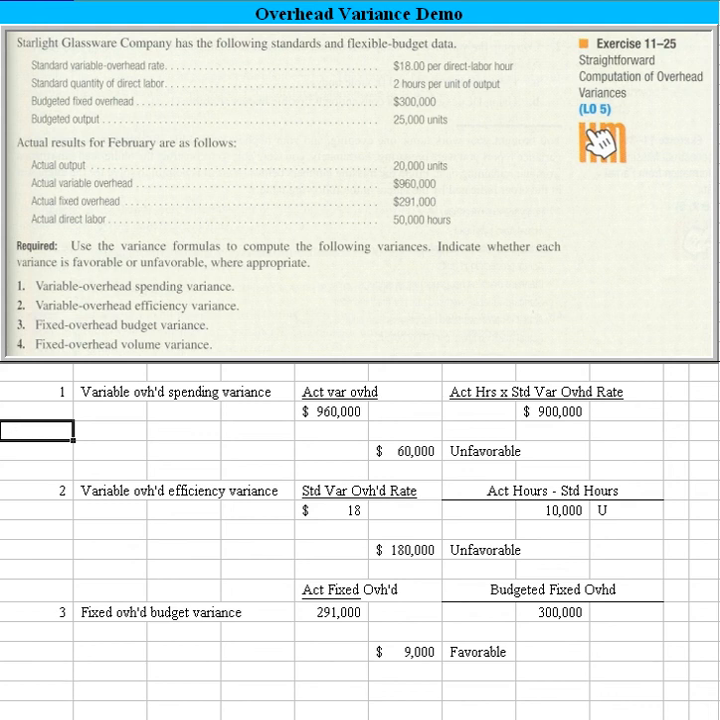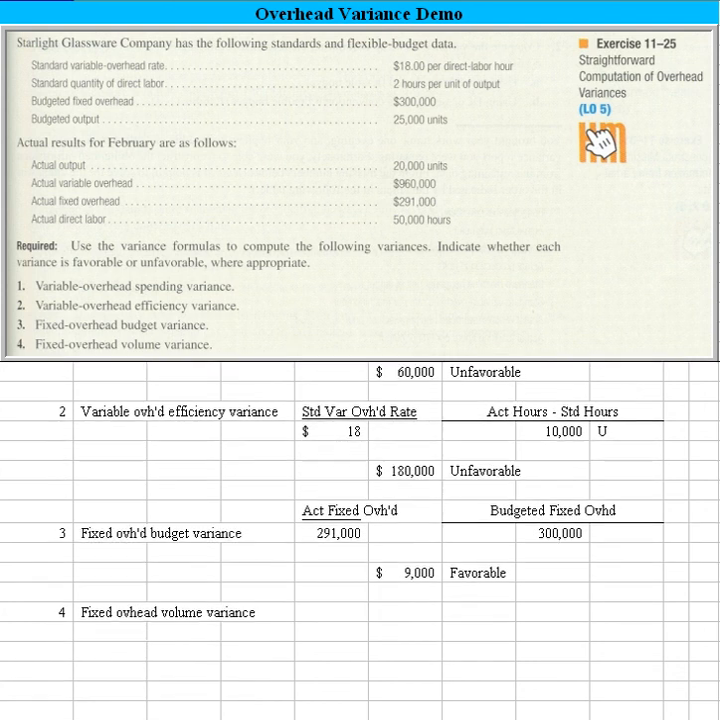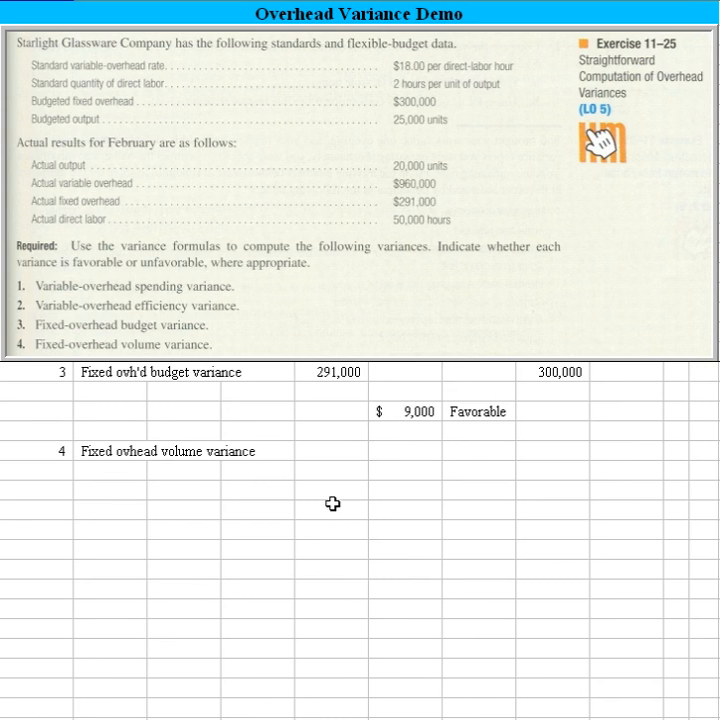Okay, let's slide down to give us some room, and we'll tackle part 4. Part 4 said, what's the fixed overhead volume variance? Well, to do that, we need to determine the budgeted fixed overhead and the applied fixed overhead. But we have to come up with the applied fixed overhead first. What is the applied fixed overhead?